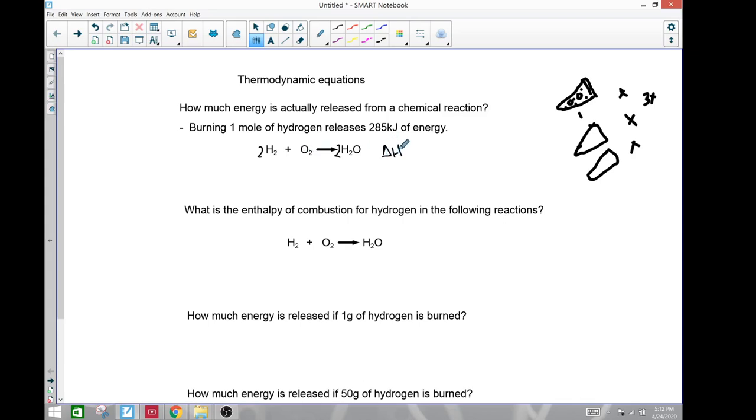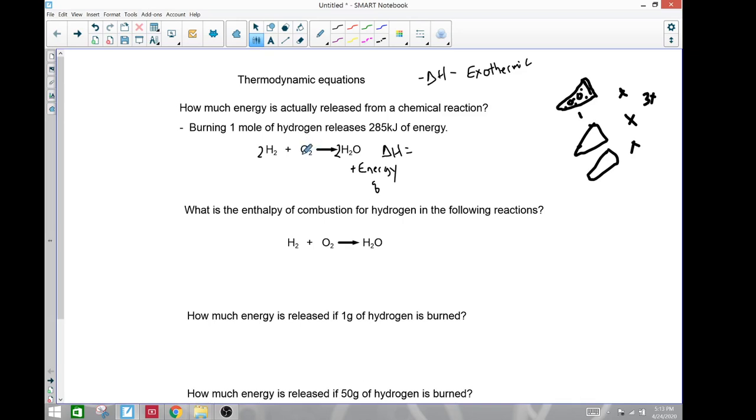For our thermodynamic equation, we have a delta H on the end. Just a reminder that if it's a negative delta H, that means that we are exothermic. Another way to do that is to say plus energy on the product side, which means energy is being given off. The question is how much energy? Energy is just symbolized by Q sometimes. In this case, delta H is the amount of energy given off by this chemical reaction.